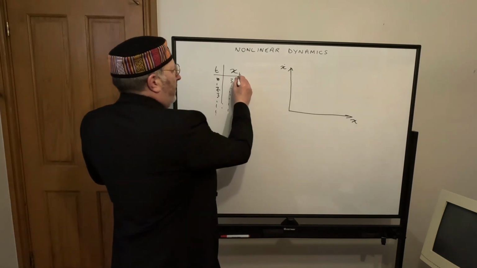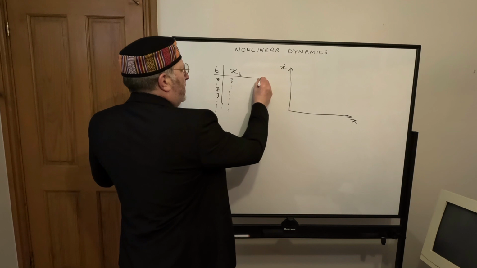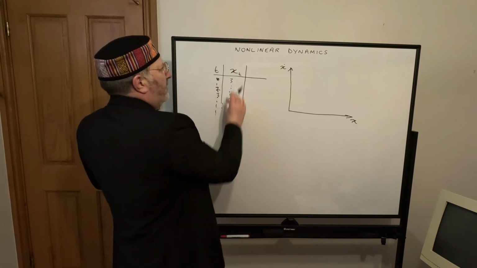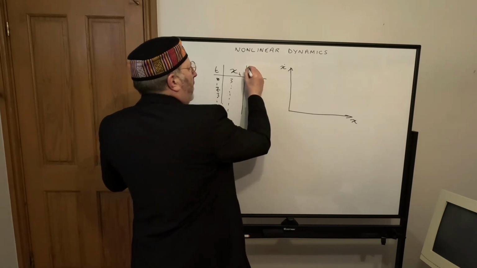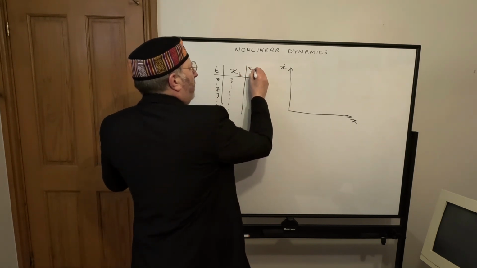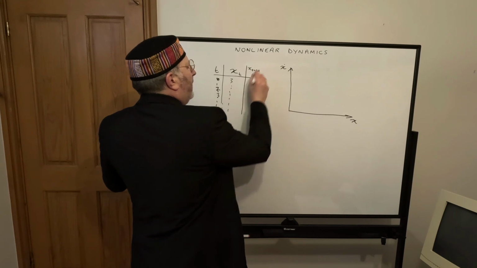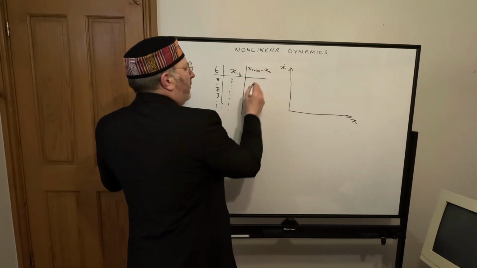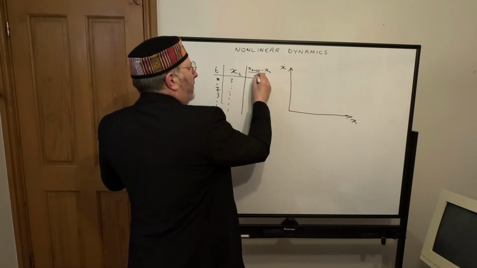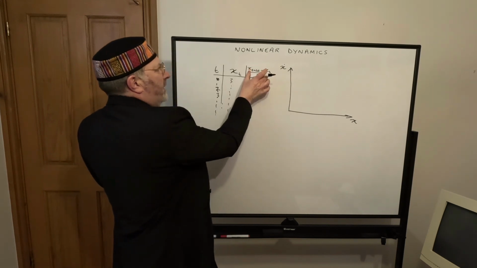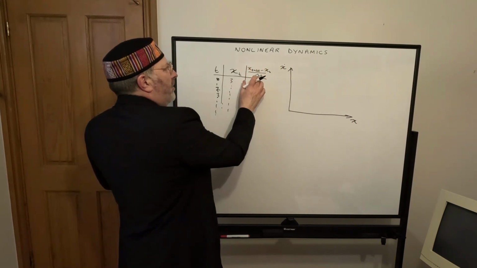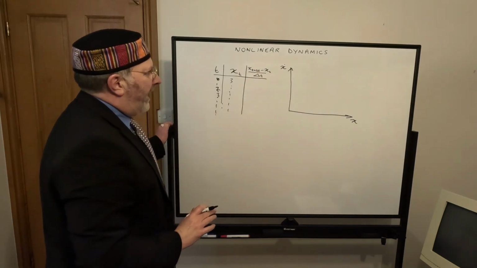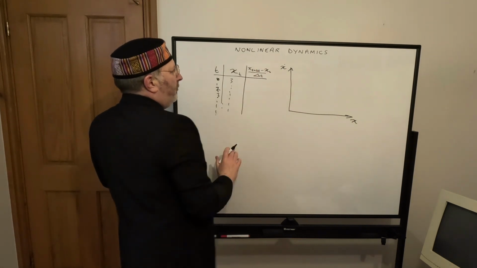Now we haven't got x dot here, we've got x(t), but x dot is just the rate of change of x(t), so it's x(t plus delta t), the value of x at time t plus delta t, minus the value of x at time t, divided by the time difference. So that's the amount of change in x in time delta t per time delta t.